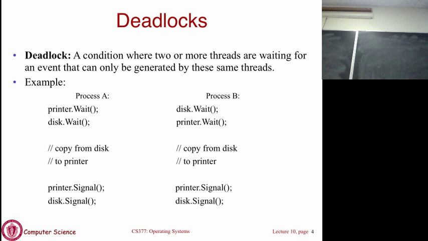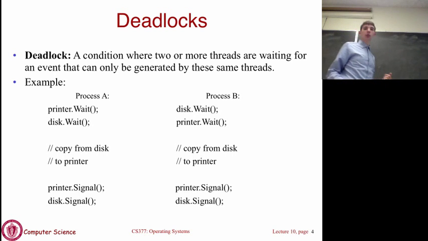So now process A has control of the printer, process B has control of the disk, and now process A goes to grab the disk. It's held by process B, so it blocks. Process B goes to take control of the printer, which is held by process A, so it blocks. And assuming there's not some other mechanism that's going to break these processes out of that, they're essentially stuck forever. They're deadlocked. They cannot make progress because process A is waiting on disk.signal, process B is waiting on printer.signal, and those are only happening within the deadlocked threads. So that's exactly this definition. They're waiting on events from within the deadlocked threads.